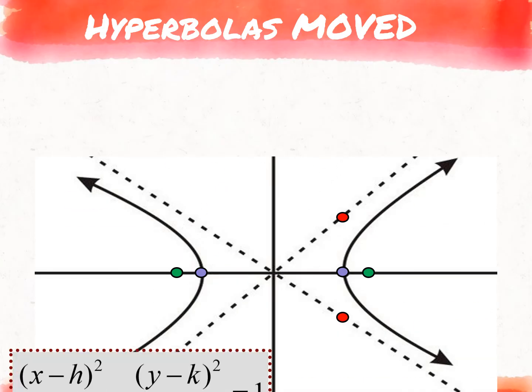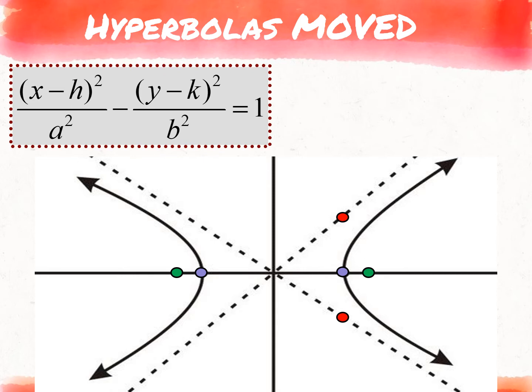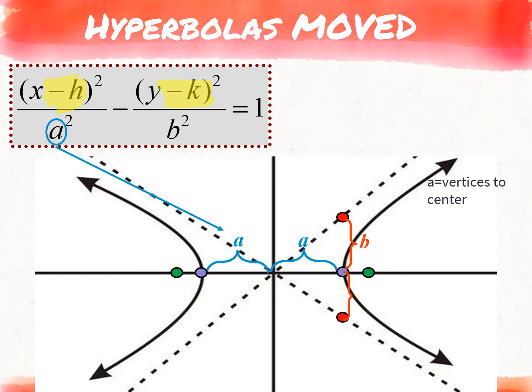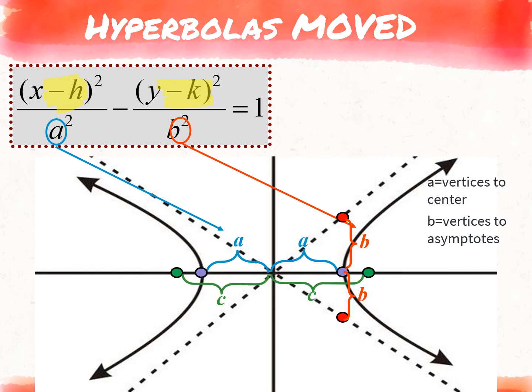Alrighty, our shifting today is going to involve moving that center point, something you're already familiar with. Similar to ellipses and circles, we're going to pay attention to what we're adding and subtracting to the x and the y value. Just a quick review, remember a squared is the distance from the center to the vertex. B squared, or b, is going to be the distance from the vertex in the opposite direction, so up to the asymptote. And the c value for our functions is going to be the distance from the center to the focus.